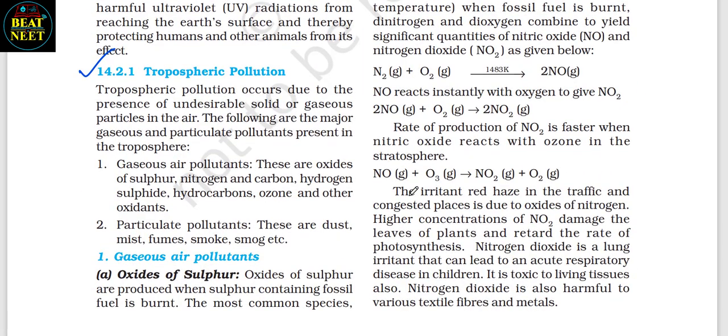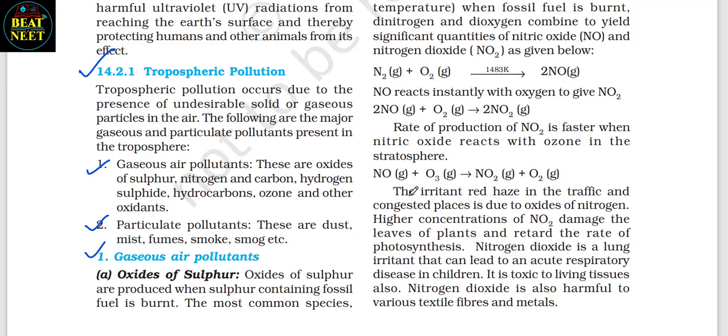14.2.1 Tropospheric pollution. Tropospheric pollution occurs due to the presence of undesirable solid or gaseous particles in the air. The following are the major gaseous and particulate pollutants present in the troposphere. Number 1. Gaseous air pollutants. These are oxides of sulfur, nitrogen and carbon, hydrogen sulfide, hydrocarbons, ozone and other oxidants. Number 2. Particulate pollutants. These are dust, mist, fumes, smoke, smog, etc.